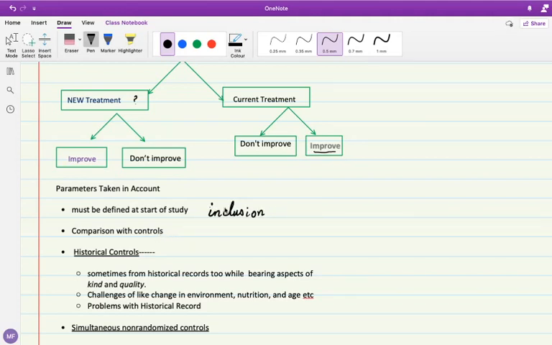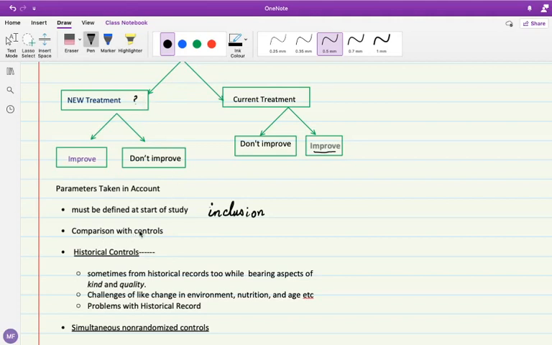Then we need to compare them. Without a comparison, it would be difficult to establish whether the treatment in question has some advantage over the already existing treatment, or there is nothing to measure the contrast.